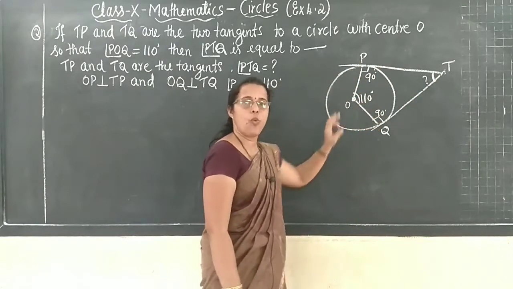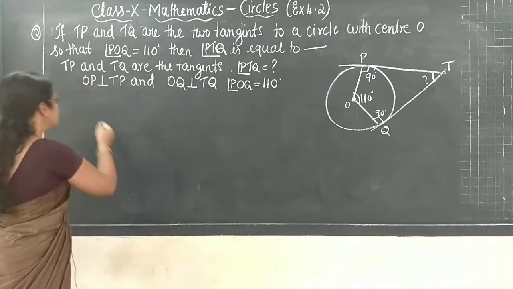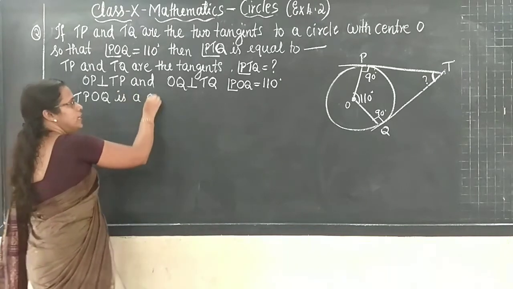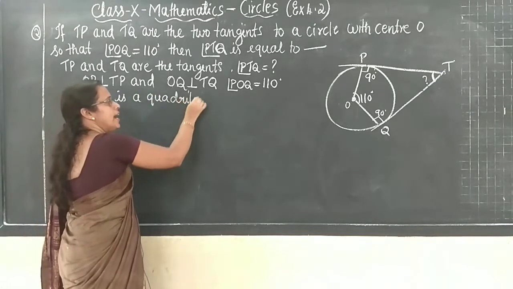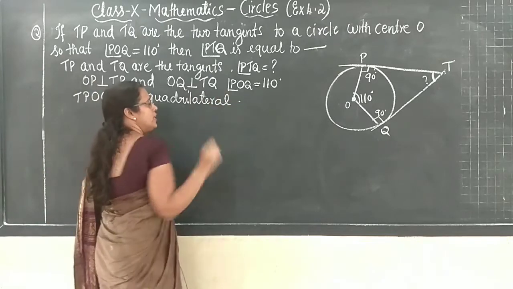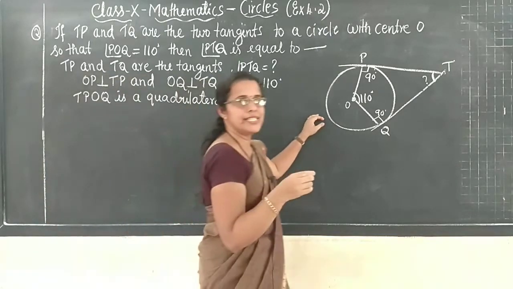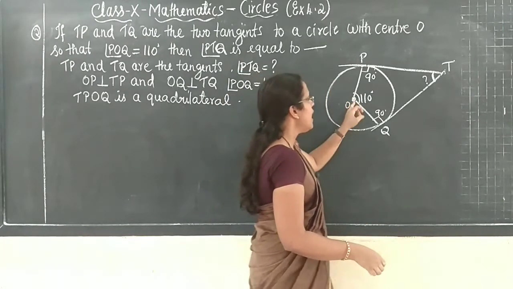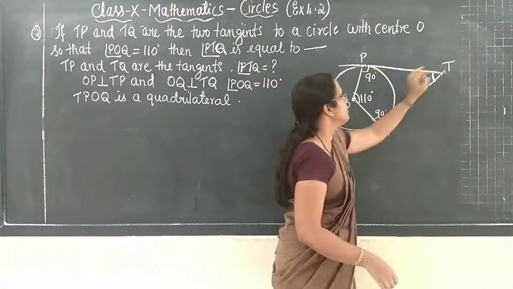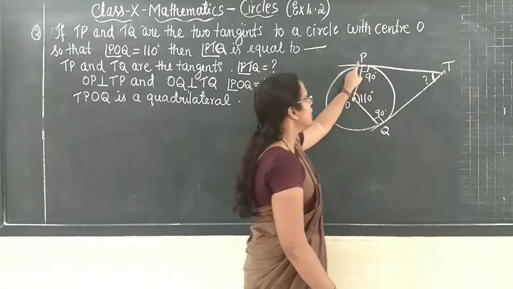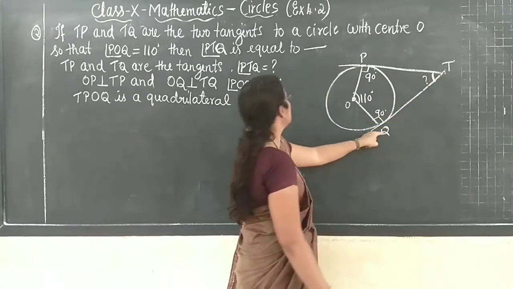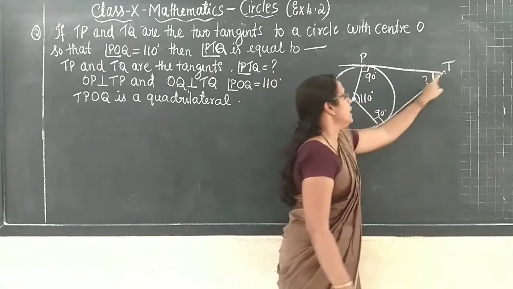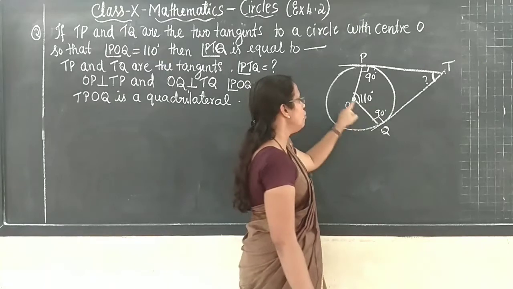TPOQ is a quadrilateral, okay? So you have to write here, TPOQ is a quadrilateral. Quadrilateral property: the sum of all the four angles is equal to 360 degrees. So write how to write angles here. Angle OPT, P angle in the middle, angle PTQ, angle TQO plus QOP.